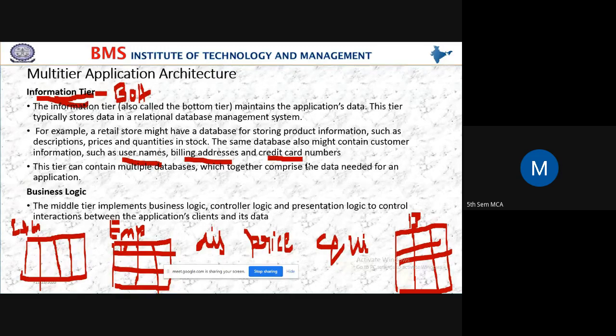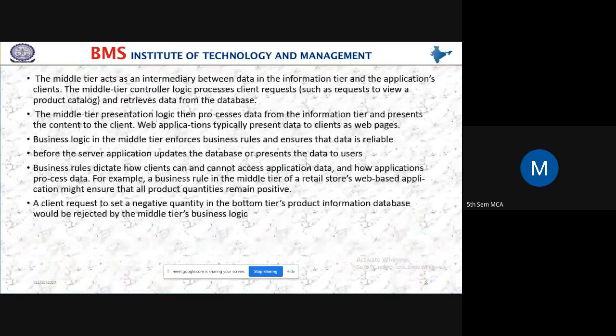This business logic tier is a medium between the client and the data, and this middle tier acts as an intermediary between data in the information tier and the application client. The middle tier controller logic processes client requests, such as a request to view a product catalog, and retrieves data from the database.